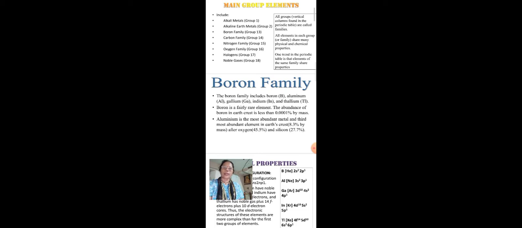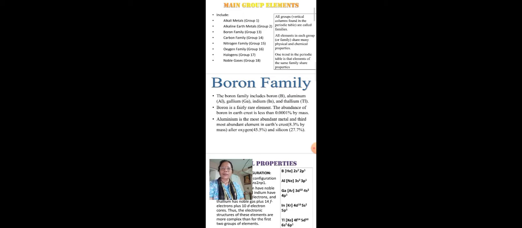All groups, that means vertical columns found in the periodic table, are called families. All elements in each group or family share many physical and chemical properties, or we can say the same properties, and that's why they are placed in one family or group. One trend in the periodic table is that elements of the same family share properties.